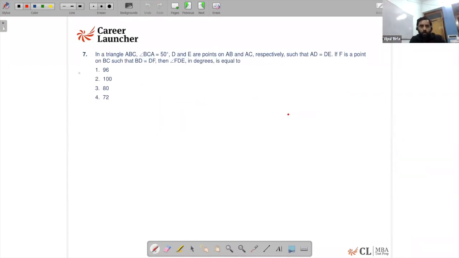Right. Look at question number 7. It says in a triangle ABC, angle BCA is given as 50. D and E are the points on AB and AC respectively, such that AD equals DE. Right. And if F is the midpoint on BC such that BD equals DF, we are supposed to identify what is the measure of angle FDE. So better is to make a figure first, guys. It says triangle ABC. So let's make it.